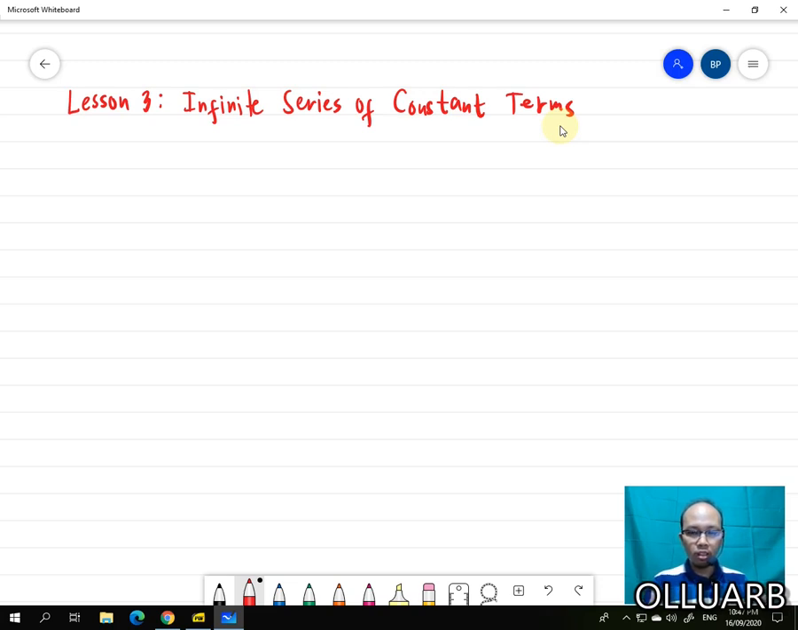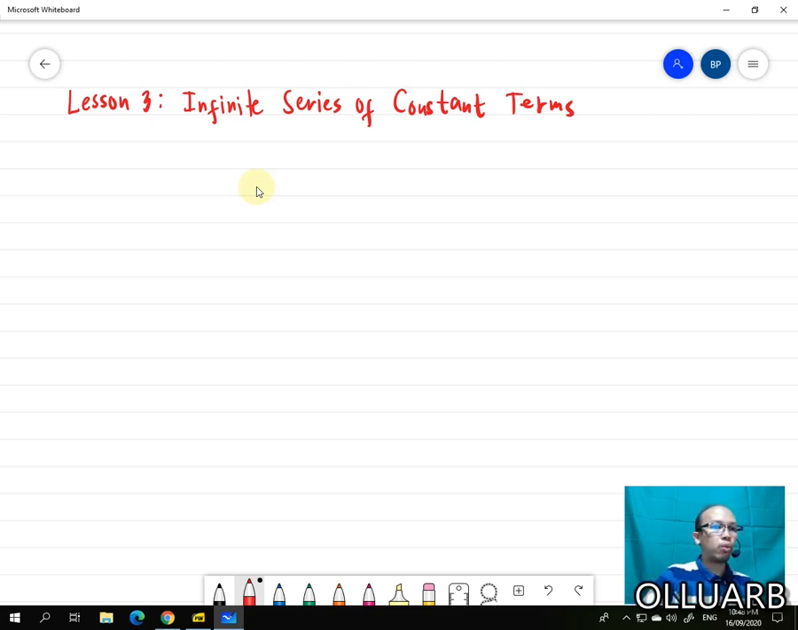As you can see in lesson 1 and lesson 2, I said that the idea of a sequence and the limit of a sequence is very important in the succeeding lessons. This is the reason why you have to understand the idea of a sequence and the limit of a sequence from the previous topic. So without further delay, let's define what we mean by an infinite series.